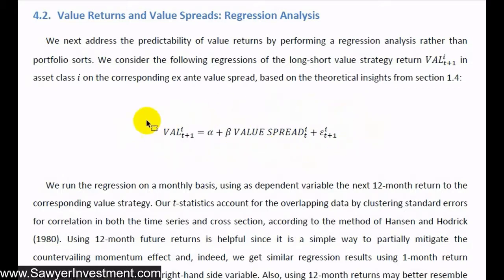Okay, so next, rather than sort the portfolios by their value spreads, the authors decided to use a regression equation, to see if they can predict the return of the value strategy, which would be going long the cheaper stocks and going short the more expensive stocks, based on the value spread at each of those periods, and what the beta would be here. So for instance, they expect this to be a positive value because this would say that as the value spread increases, they would expect the return to value strategies to increase as well, and that's what they found in the prior tables.